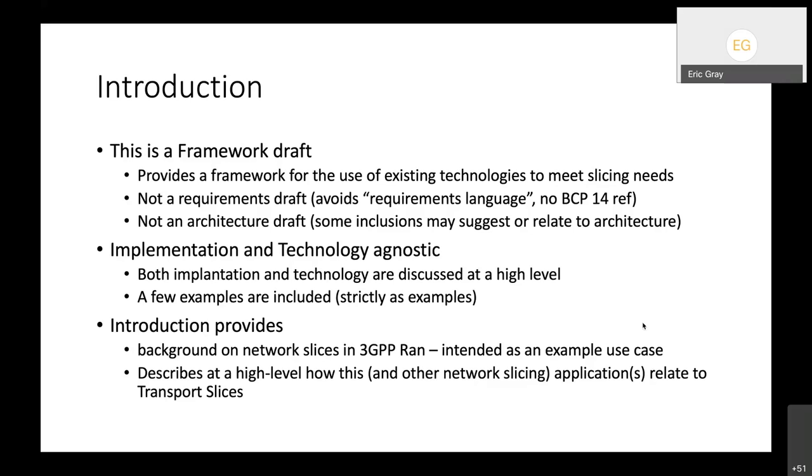The one application in particular uses the term transport network slices. But we are not talking about exactly what, for example, 3GPP talks about with the transport network slices. So we have sort of shortened the term in hopes to make a clear distinction. So next slide, please.